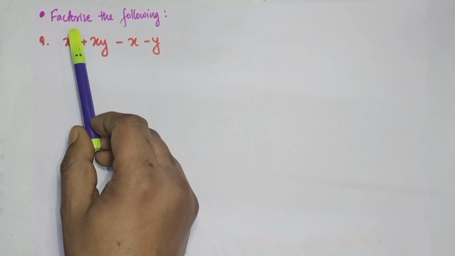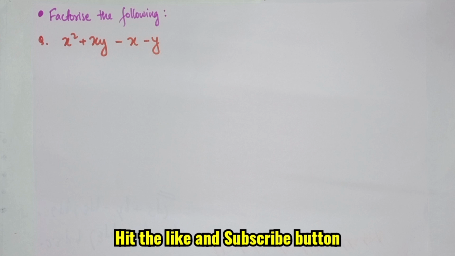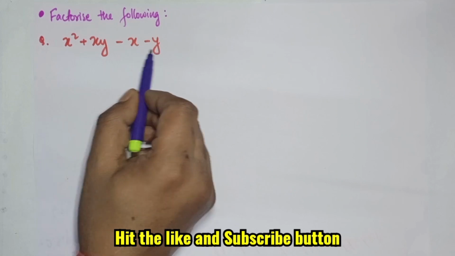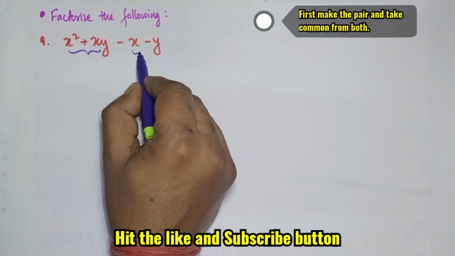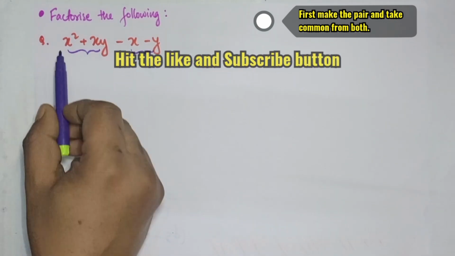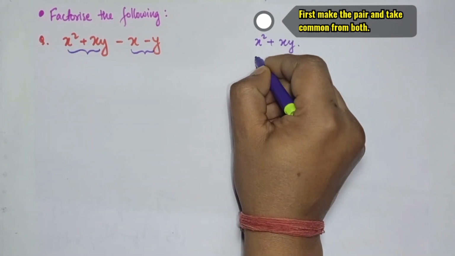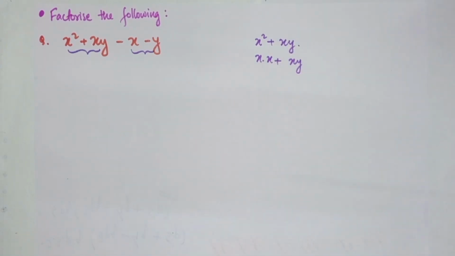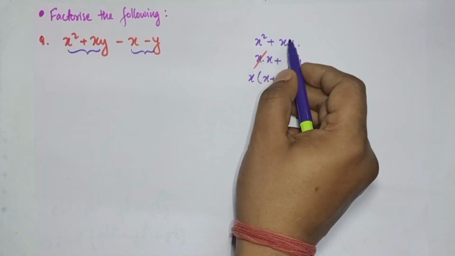So here we have again the factorize the following, but here 4 terms are there. Whenever you get this type of question, you have to make pairs such that when you take the common factor, both have to be the same. Suppose I'll show you an example with this. Suppose I make this 2 a pair and this 2 a pair. Now this side is x square plus xy. So x square means x into x, plus xy. What can I take common from here? As you know, x is matching, so x will be common. What will be inside? x plus y.